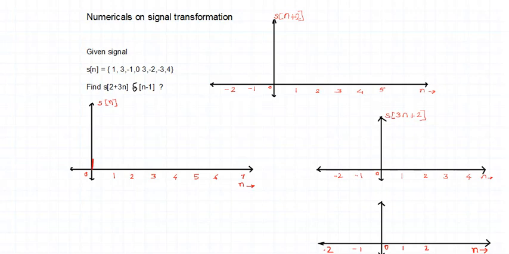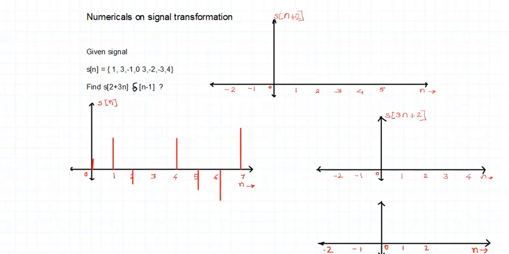At 1, the magnitude should be 3. So at 1, the magnitude is 3. At 2, the magnitude is minus 1. Right. At 3, it is 0. Right. At 4, the magnitude should be 3. Right. The next time instant, 5, it is minus 2. The magnitude is minus 2. At 6, the magnitude is minus 3. Whereas at 7, it is 4.